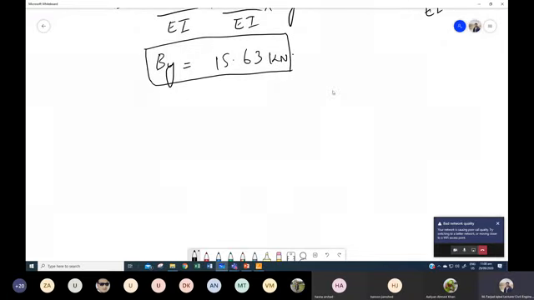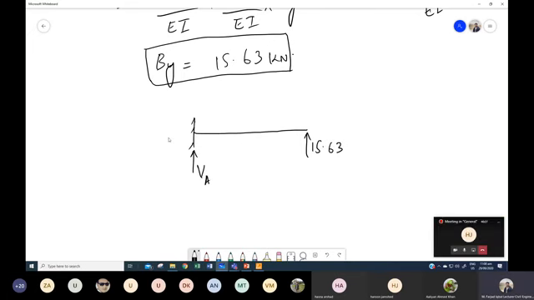So now we have this beam on which this reaction is 15.63. This is BA. This is MA. And this load is 50 kilonewton. This distance is 6 meter. And this distance 6 meter. So can you find out this VA and MA now?